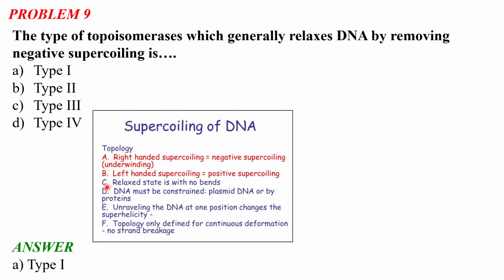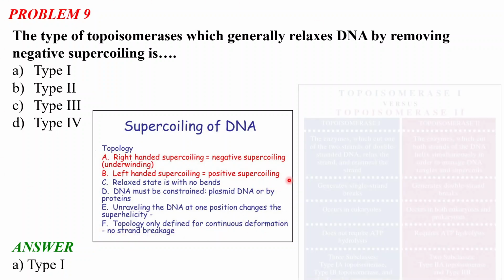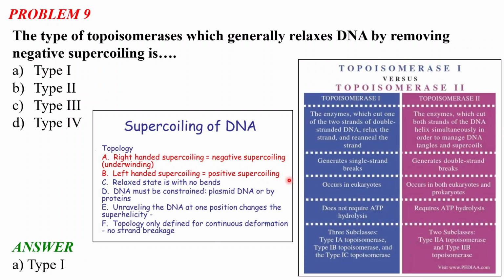So, supercoiling of DNA: the right handed supercoiling is called the negative supercoiling, and the left handed supercoiling is called the positive supercoiling. Then the relaxed state has no bends; DNA must be constrained, in plasmid DNA or by proteins. Unwinding the DNA at one position changes the superhelicity, and topology is only defined for continuous deformation, with no strand breakage. So, how does the supercoiling happen?